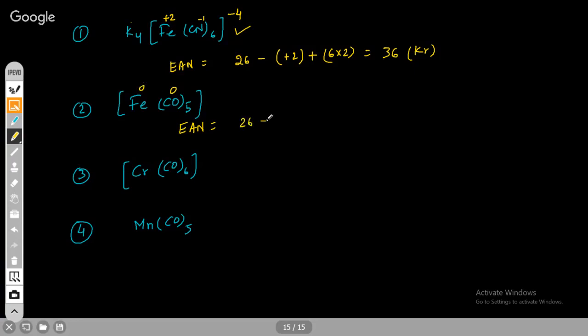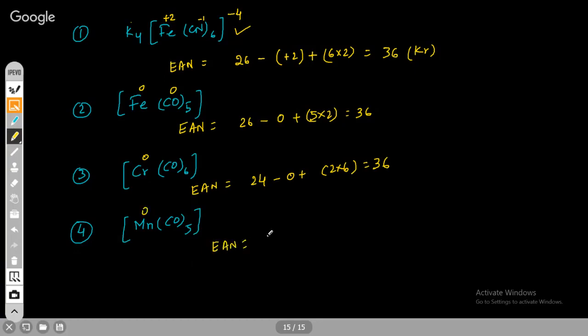So this will be 26 minus 0 plus 5 into 2, 36. Here also it is 0. So effective atomic number is what? Chromium is 24 minus 0 plus 2 into 6, 36. Again it is stable. What are you getting for this Mn(CO)5? If you calculate the effective atomic number, EAN, this is again 0. So it is 25 plus 0 minus 0 plus 2 into 5, which is 10, which is nothing but 35. You're getting 35 here. Are you getting 35?